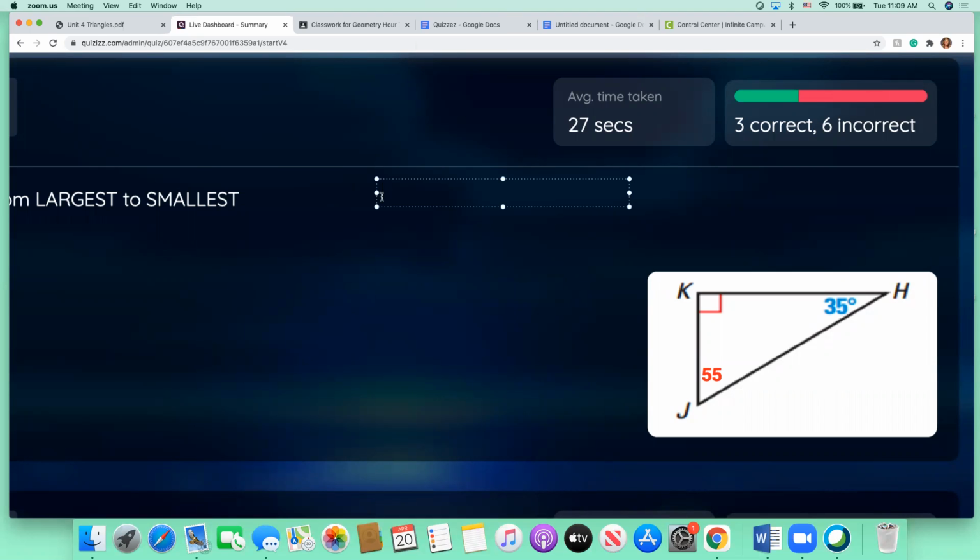First we can start by writing down the angles. So we have K, which is 90, is the largest. And then next we have J, which is 55. And then we have H, which is 35. I'm just trying this another way because maybe that will help.